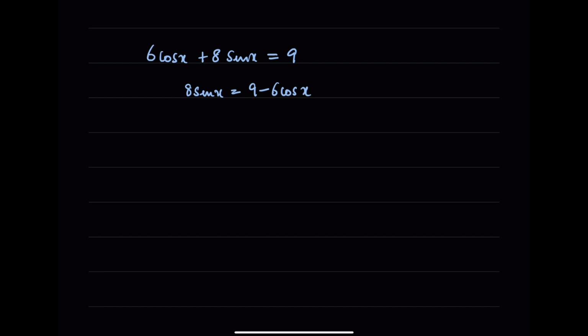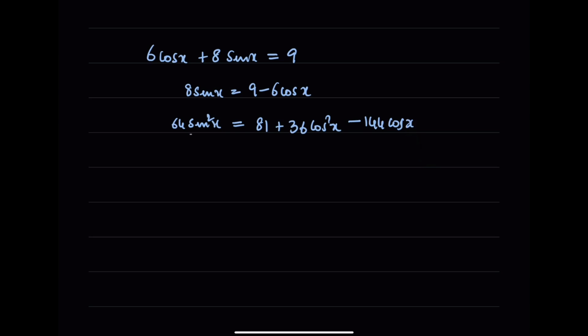Let's square both the sides. We will have 64 sin square x is equal to, let's apply the a minus b whole square formula. So we will have 81 plus 36 cos square x, correct, minus 144 cos x.